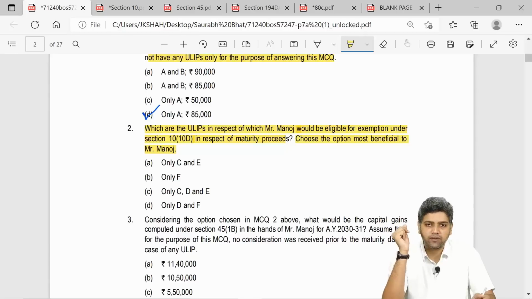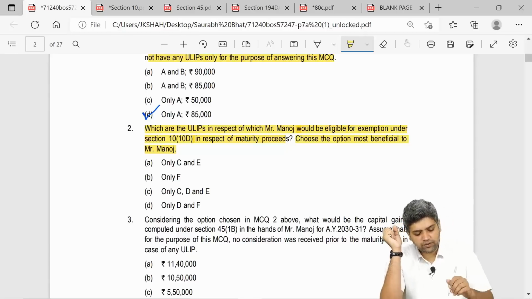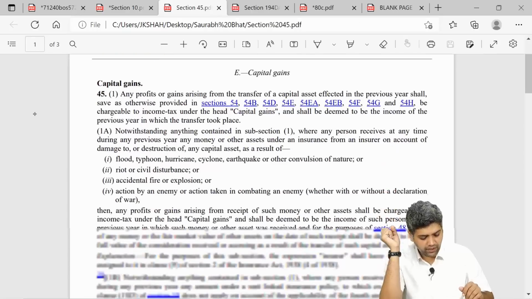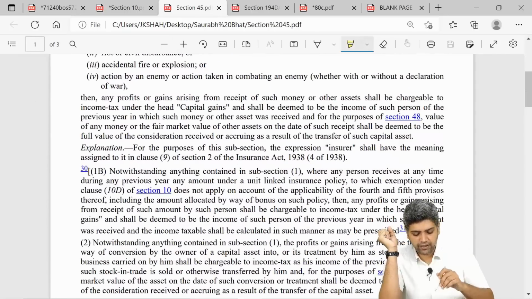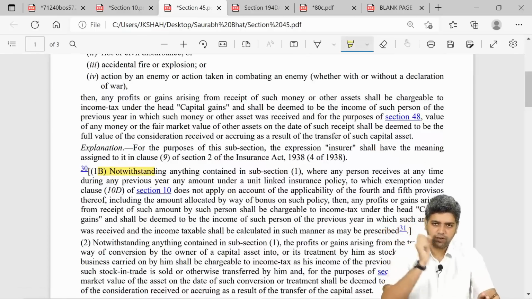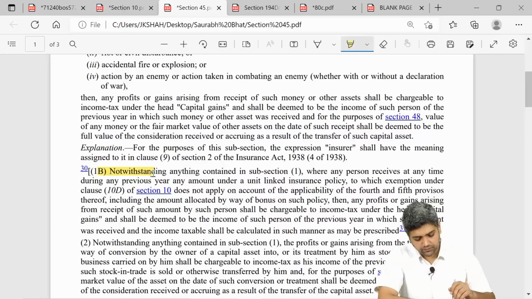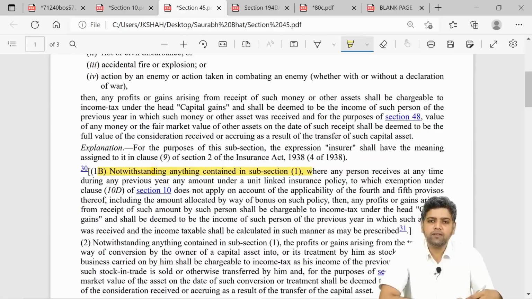Coming back to our discussion, as far as ULIPs are concerned, government specifically wanted to tax this, hence they introduced a provision in section 45, that is 45 subsection 1B. Now what does 45 subsection 1B say? Notwithstanding anything contained in subsection 1, means this is a non-obstante clause.